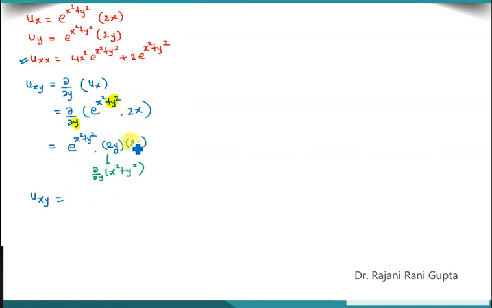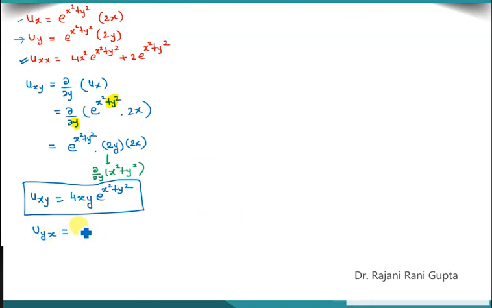2 times 2 gives you 4xy, and we bring these terms to the front. So 4xy e power x square plus y square. So this is uxy. So we finish with the second order partial derivatives by using ux. Now we work with uy. So let us first find uyx.